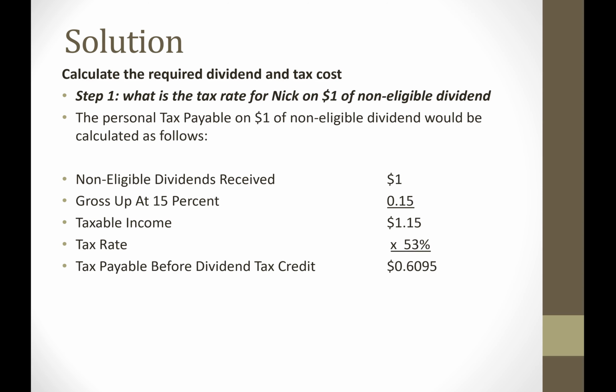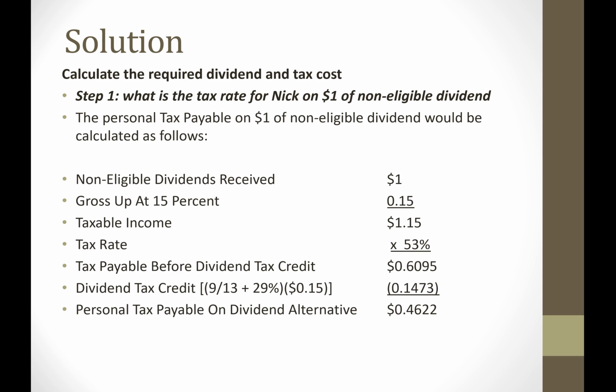However, he's also going to get a dividend tax credit. Now, the dividend tax credit has a federal component and a provincial component. The federal component is 9/13 of the gross up. In the question, you're told that the provincial dividend tax credit is 29% of the gross up. So 9/13 plus 0.29, multiply that by the 15-cent gross up. His dividend tax credit for every dollar of non-eligible dividend is going to be 14.73 cents. And so the net amount of tax for every dollar of non-eligible dividend will be 46.22 cents.